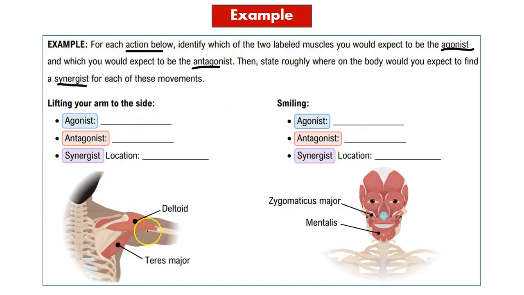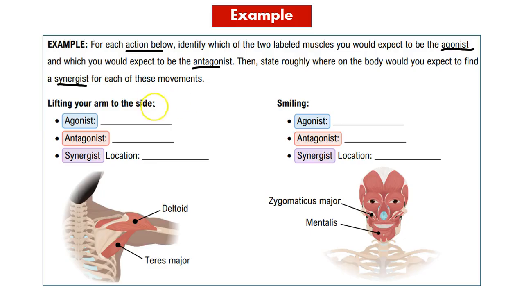Let's stabilize ourselves here. We have two different visuals. One has the deltoid and teres major. One is the zygomaticus major and mentalis. Okay, and they want us to figure out the synergist location. That means they're not saying right in the third, no, they're just asking where would it actually be? In the middle of the chest, top of the shoulder. You know what I mean? It's going to be above the mouth, etc., etc.